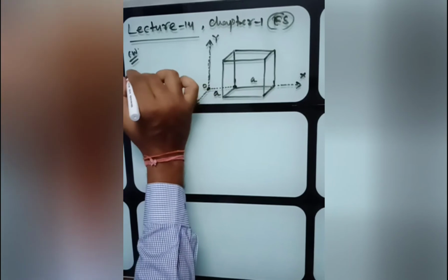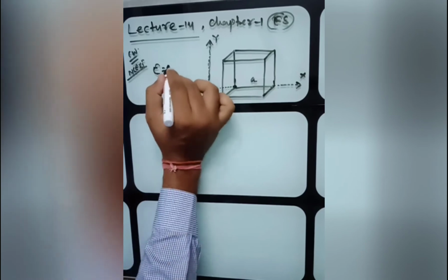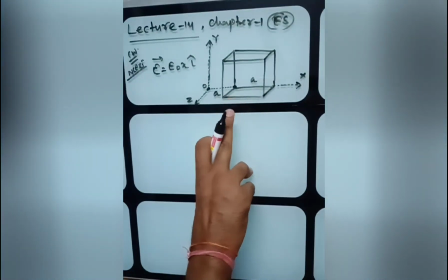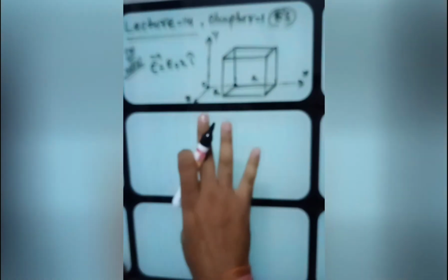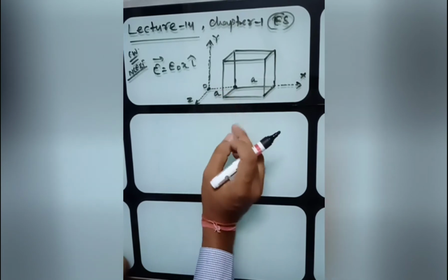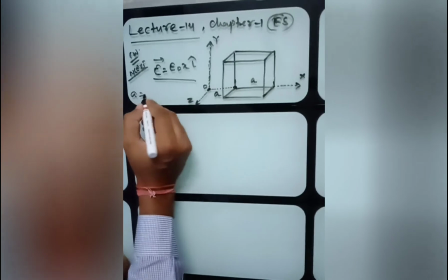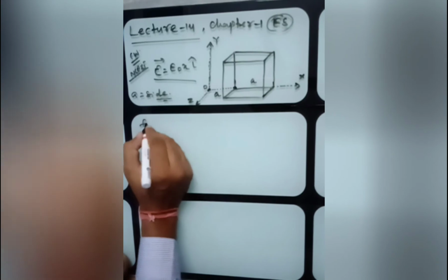This is an NCERT question, remember students. E is given as E naught x i cap. This is the electric field. It might be E naught x squared or anything else. You can have x plus y also. Don't worry, if this is the question, you will be able to solve it. I'm giving you the concept. This is the electric field, A is the side of the cube.